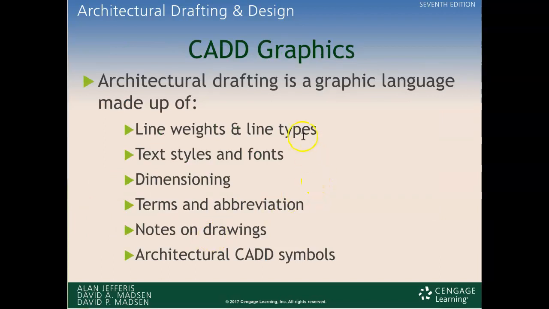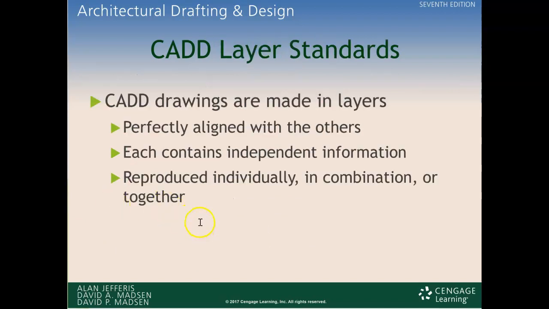CAD graphics. Architectural drafting is a graphic language. It's made up of line weights and lines, textiles, dimensioning, terms and abbreviations, notes on drawings, and architectural CAD symbols. Which one is most important? Answer: they're all important. CAD drawings are made up of layers. They're perfectly aligned with others, so 0, 0, 0 will align everything. Each contains independent information. They are reproduced individually or in combination. You can turn them on and off depending on what you want to show and feature.